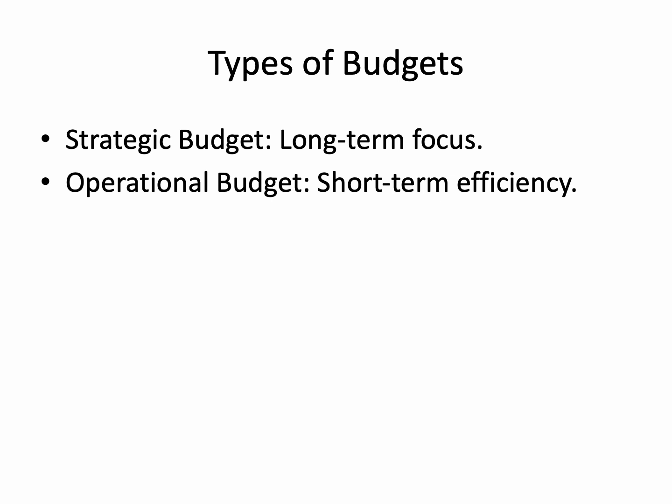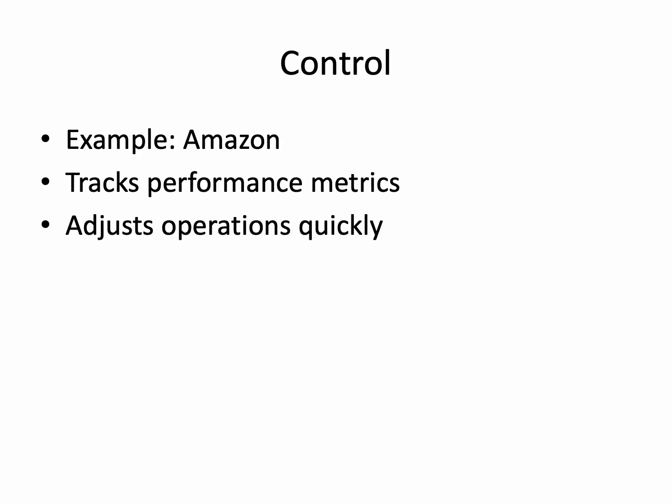Organizations use two types of budgets. Strategic budgets focus on long-term effectiveness and are flexible. Operational budgets focus on short-term efficiency and are tightly controlled. For example, Amazon continuously monitors key performance indicators such as delivery speed, customer satisfaction, and operational efficiency. This allows the company to quickly adjust its strategies.